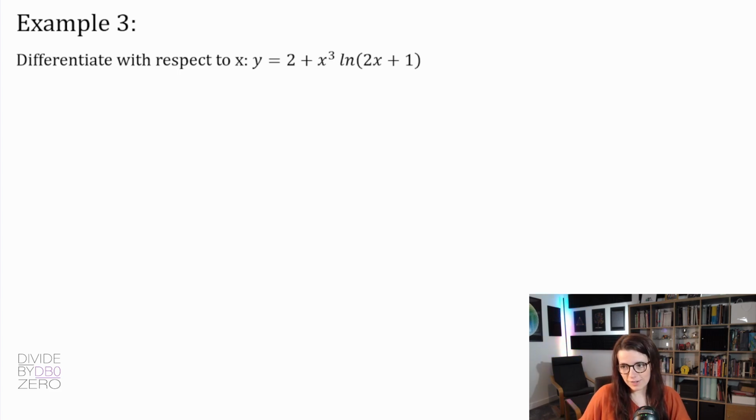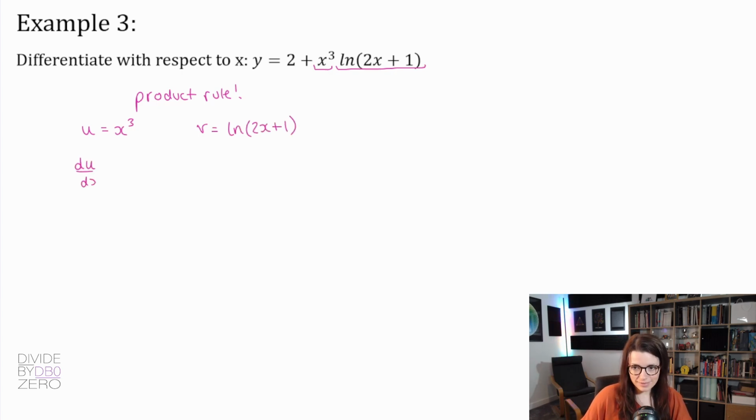Last example, differentiate with respect to x, y equals 2 plus x cubed times ln 2x plus 1. So hopefully you'll notice that we'll need to use a product rule here because we have two distinct functions multiplied together. So with a product rule, let's say u equals x cubed and v equals ln brackets 2x plus 1. du dx is 3x squared, that's fine, but dv dx may require a bit more thinking.